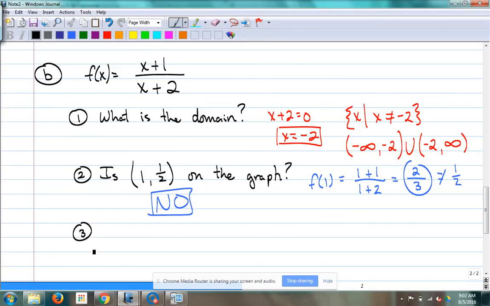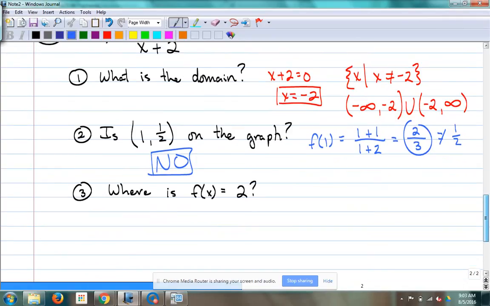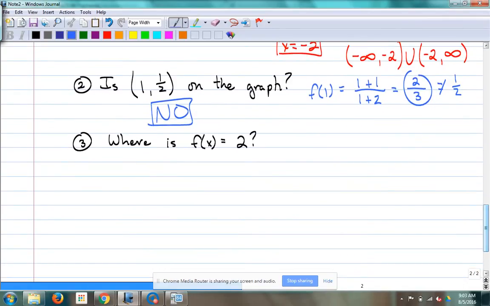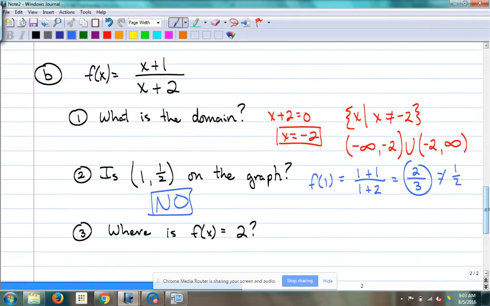Question number 3. Where is f of x equal to 2? What do I have to do here? I don't know what to do. I have my function. f of x is equal to x plus 1 over x plus 2. Where is f of x equal to 2? Math-wise, what do I do?